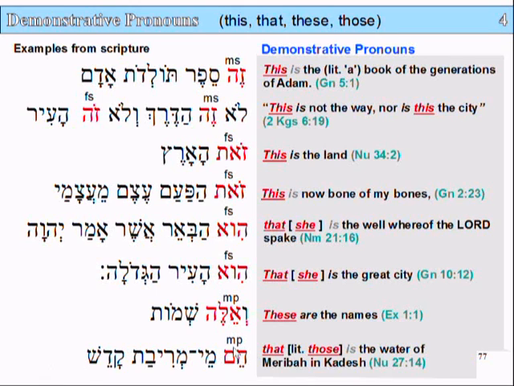So that word him is the masculine plural. Those. But it's been translated that just to make it sound right in English. Okay. That's all for demonstrative pronouns.